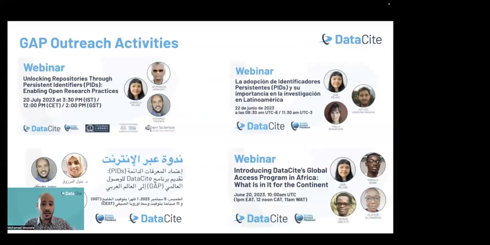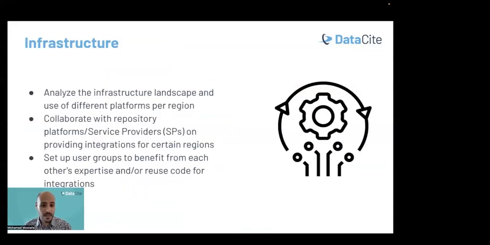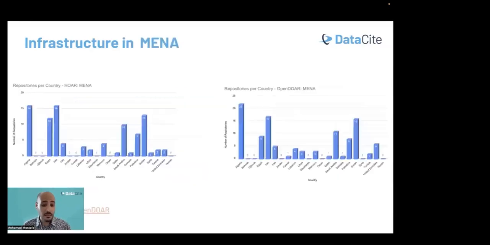As you can see, we delivered webinars in different languages, Spanish, Arabic, across also different regions, Asia, Africa, and Latin America. Within our second component of our global access program, the infrastructure, we are working to analyze the existing infrastructure landscape in all gap regions. We're also aiming to collaborate with the repository platform and the service provider with the goal to set up user groups to exchange knowledge and reuse code in some cases.